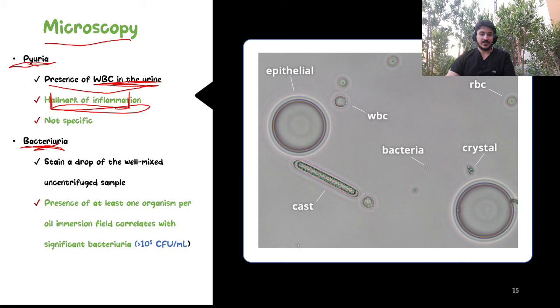And bacteriuria, which is the presence of bacteria in the urine, and the magic number here is 10 to the power of 5. If you have 10 to the power of 5 or more bacteria per high power field, or whatever they call it, then it's positive for UTI.